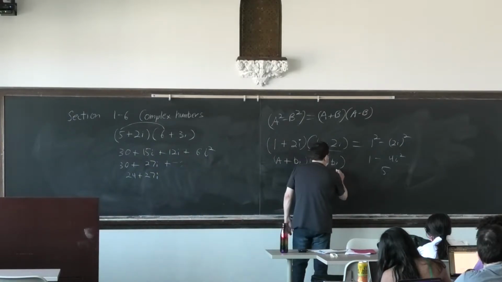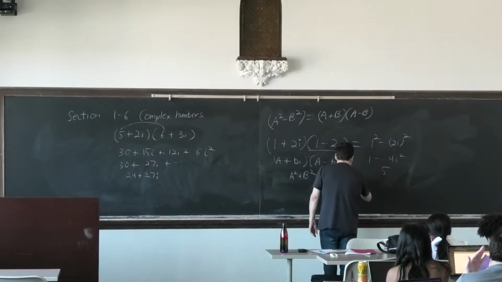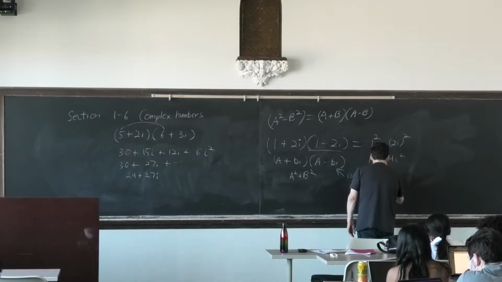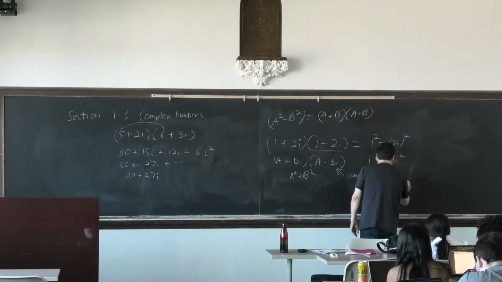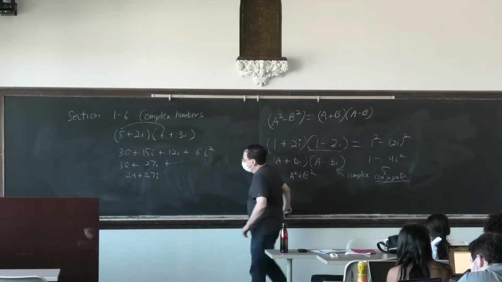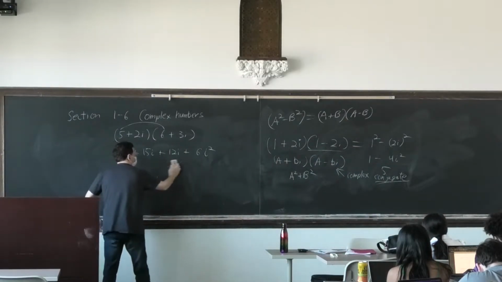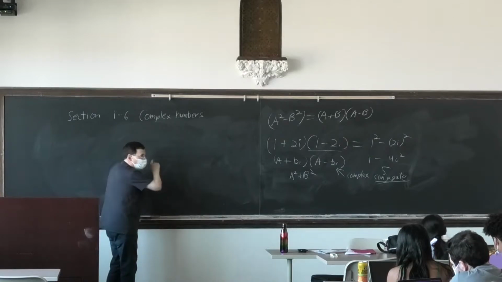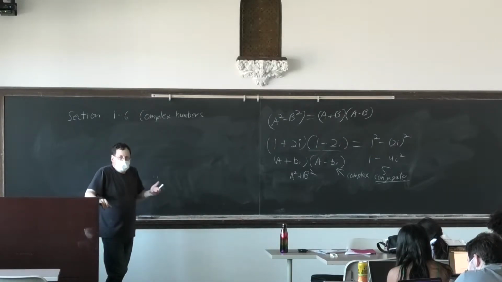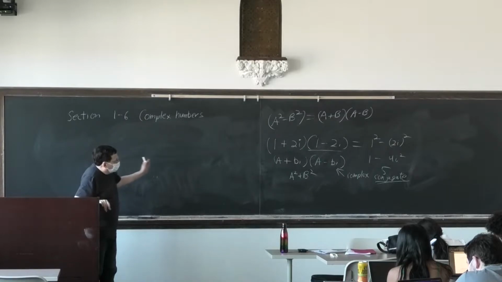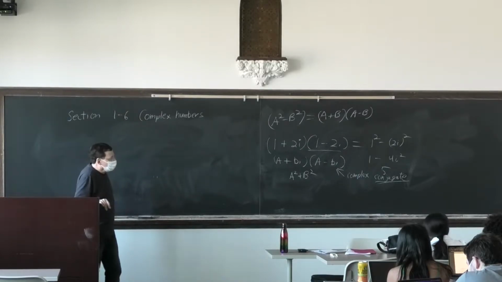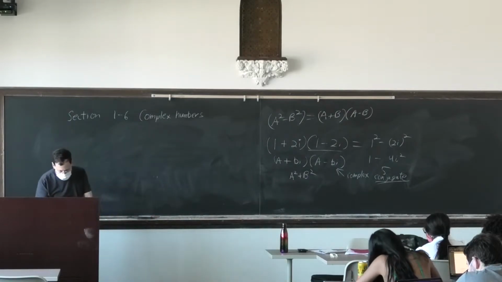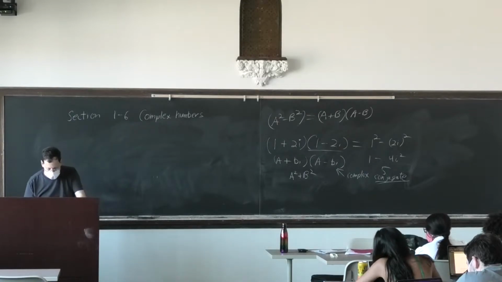This is such an important idea that we give this a name. We call it the complex conjugate. Pretty easy idea. You take a complex number, you switch the sign on the imaginary part, you have the complex conjugate, you multiply them together, you get a real number. All right. We're going to see an application of that next.